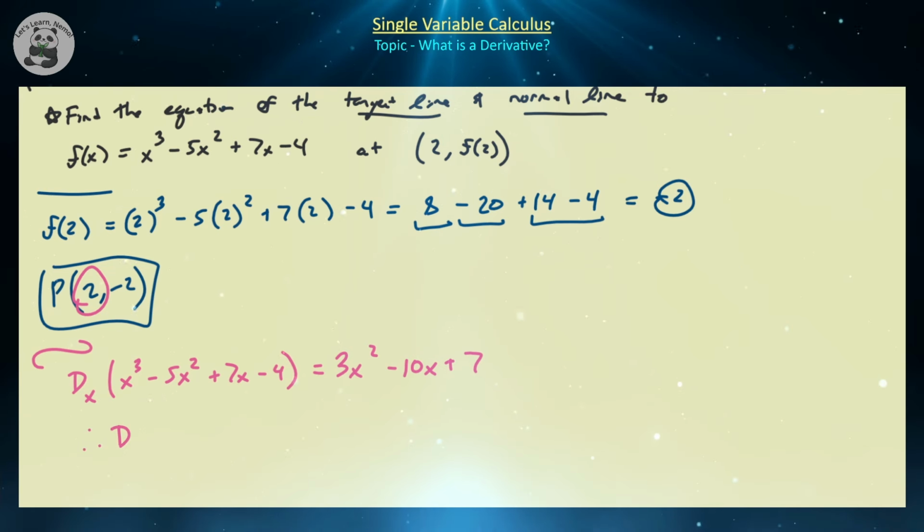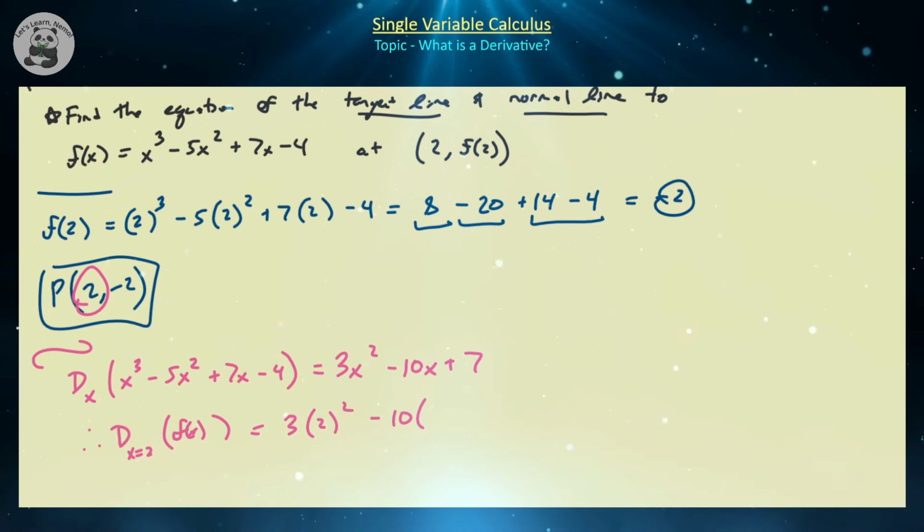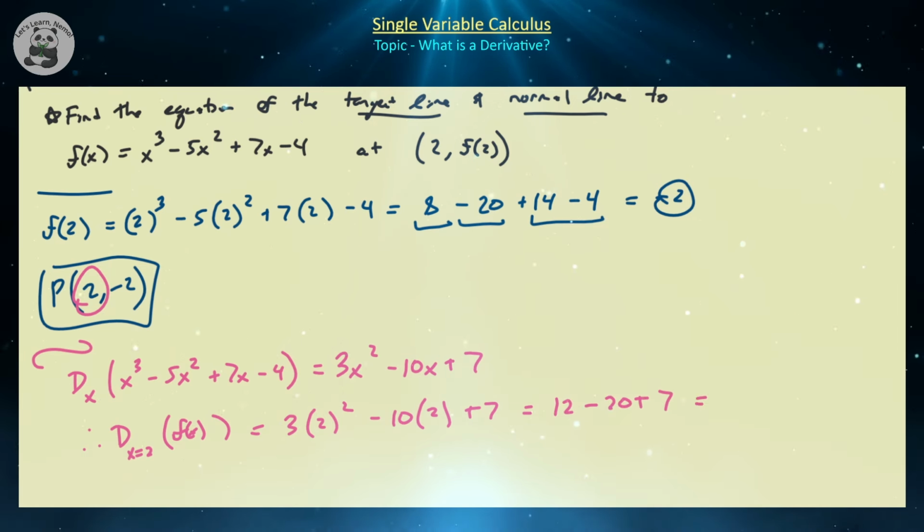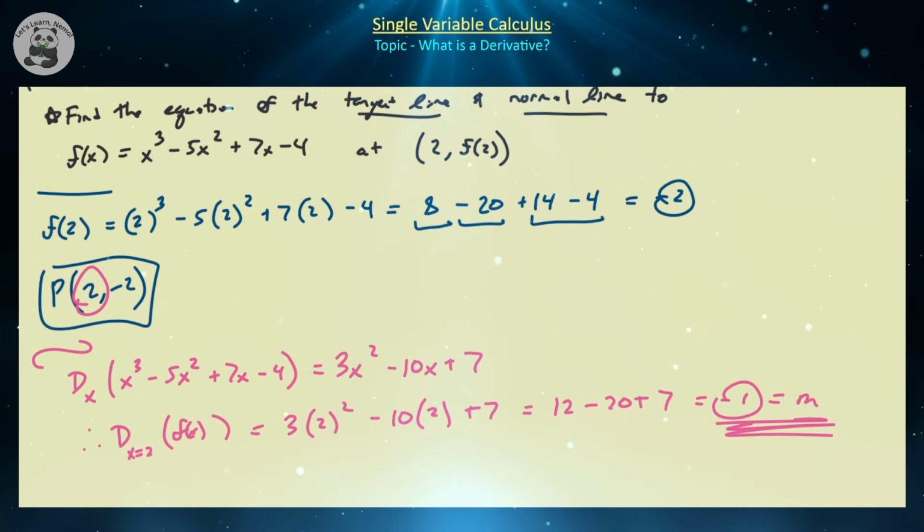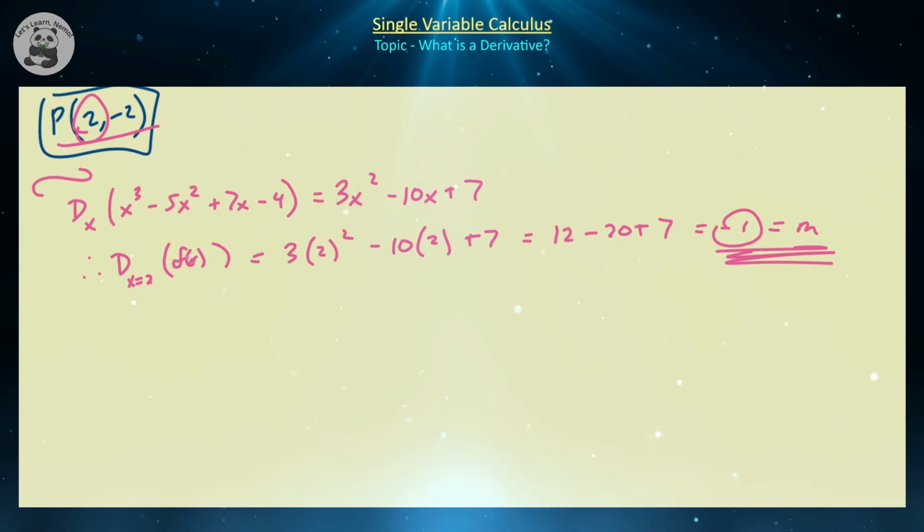That means the derivative when x is equal to 2 of this function f of x is going to be equal to 3 times 2 squared minus 10 times 2 plus 7. So that's going to be equal to 3 times 4, which is 12, minus 20 plus 7, which is negative 8 plus 7, which is going to be equal to minus 1. So this is the slope of the line tangent to the curve at the point (2, -2). So let's get into this.